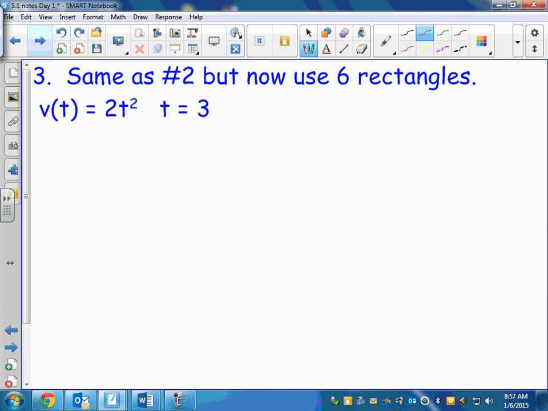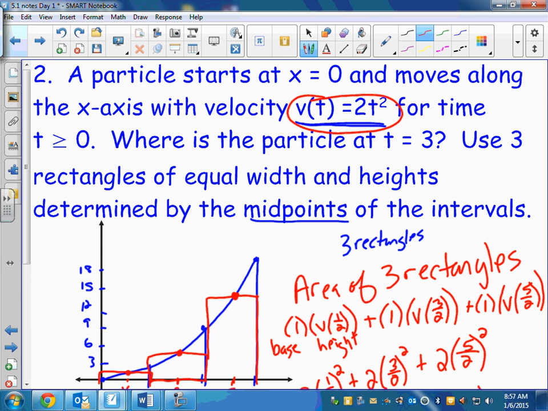So here we go, I got one more. Let's do the same thing, but now let's do 6 rectangles instead of 3 rectangles. So I'm going to show you something here, and then you can decide whether you like it or not. You don't necessarily have to draw the entire picture every time. What you really need is to know what you are plugging in for your velocity each time, and how long your intervals are. Especially as I do this over and over again, drawing the entire picture every time is not so much fun for me.